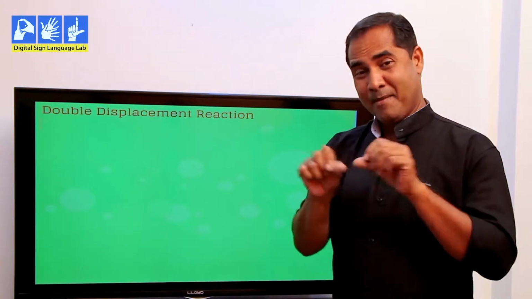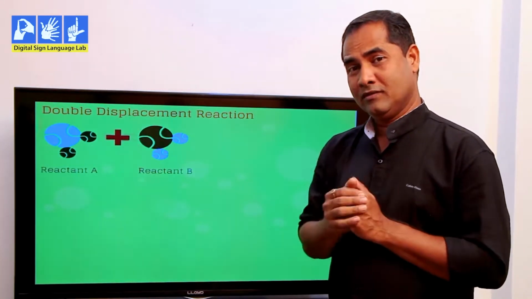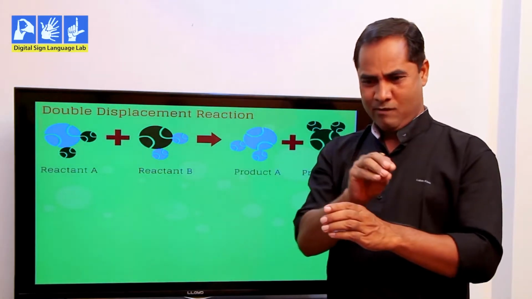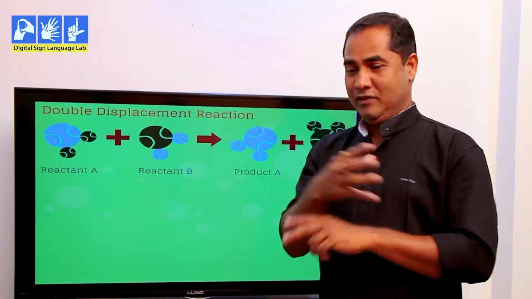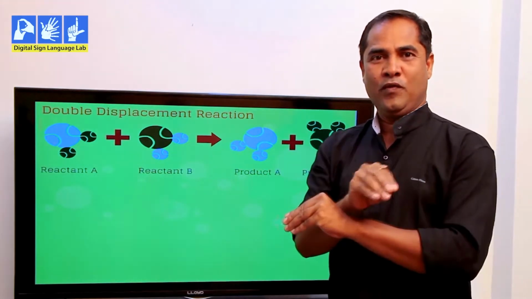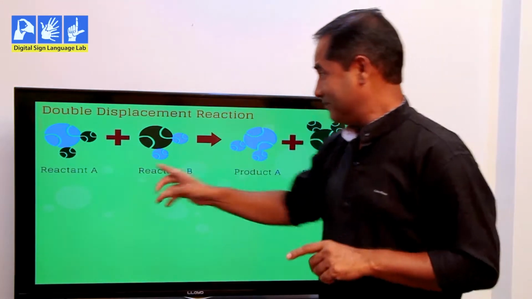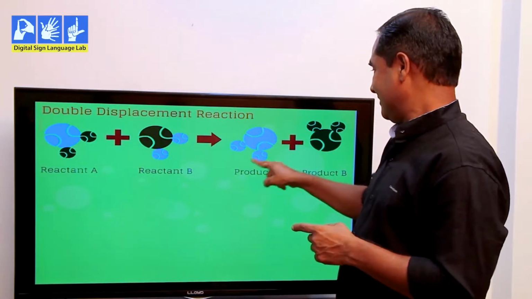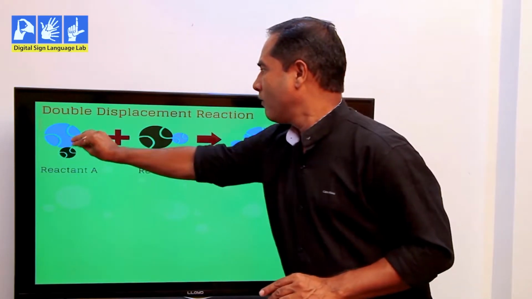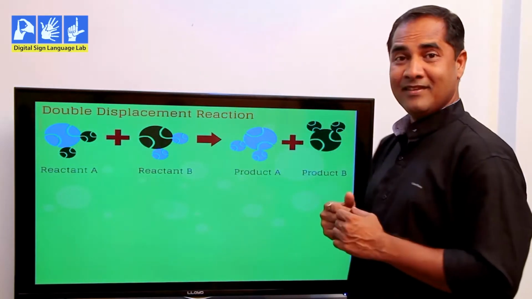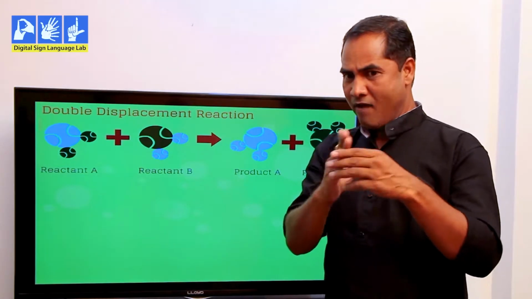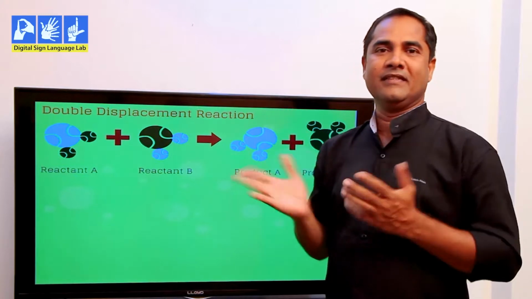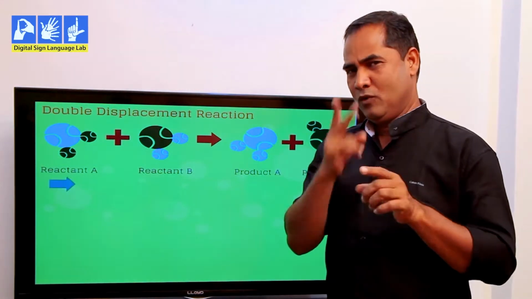Now we'll see the double displacement reaction. So before it was only one element being replaced. Now we would have both the elements being displaced. That is the double displacement reaction. So element from the reactant A goes to reactant B and vice versa. Let me show you one example.